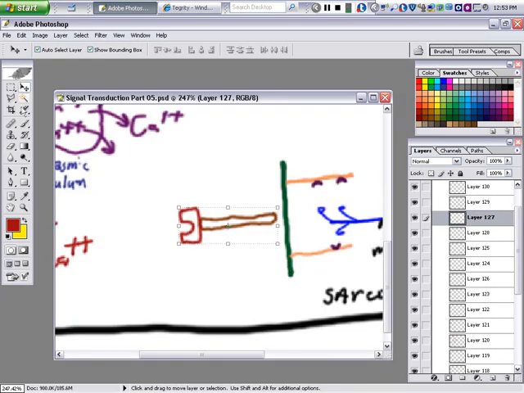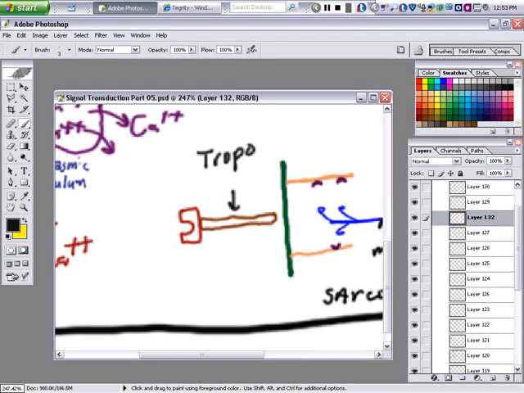The protein that actually does the blocking, this protein right here, I'm going to make it black. This protein that does the blocking is called tropomyosin. T-R-O-P-O, myosin. So the tropomyosin blocks the binding sites on actin. It blocks those binding sites on actin.